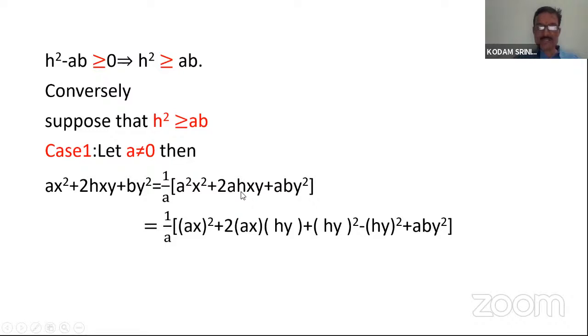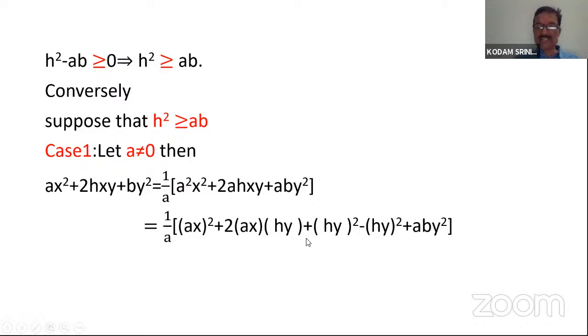AX as one term and HY as the second term, 2AXHY again. So in this case, by just comparing these two terms with the expansion of (a+b) whole square, a square plus 2ab, in this place ax is in place of a and hy is in place of b. So here in this expansion, we don't have the b square term.